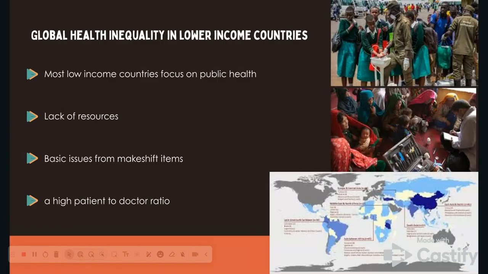In the lower income countries, the global impact of disease, illness, and other things are concentrated in countries in Latin America and the Caribbean. They are seeing major disruptions in their healthcare, and they lack access within the regions. They have a lack of resources, a high patient-to-doctor ratio, basic issues from makeshift items, and other health challenges, and most low-income countries focus on public health.